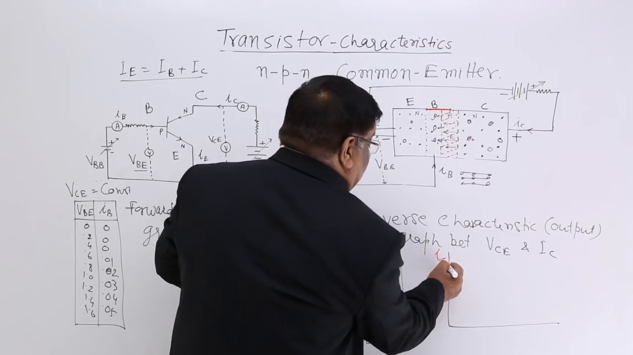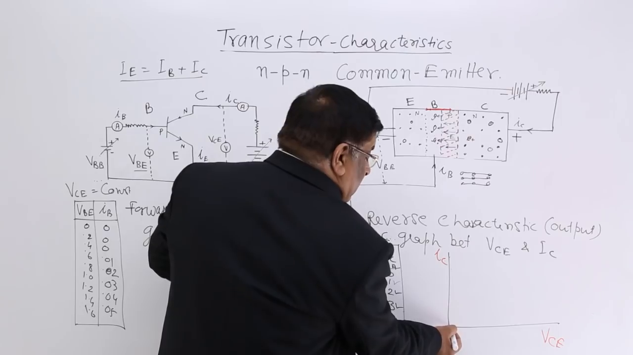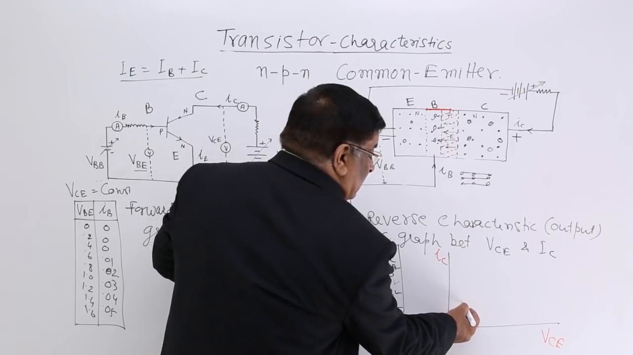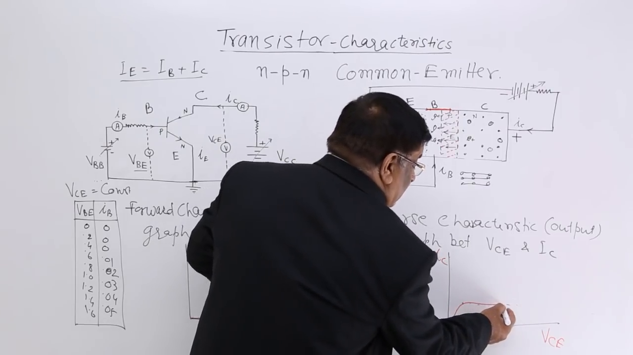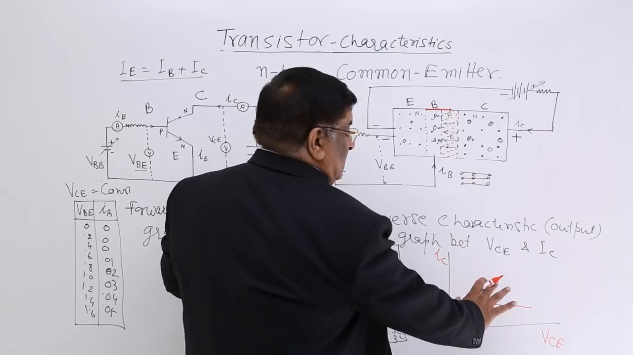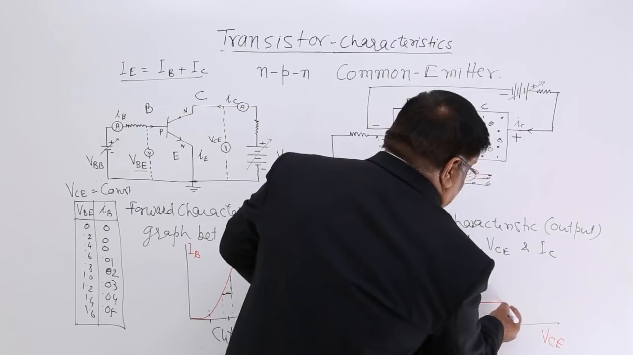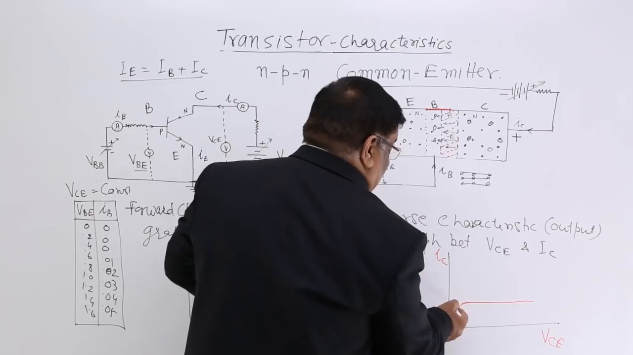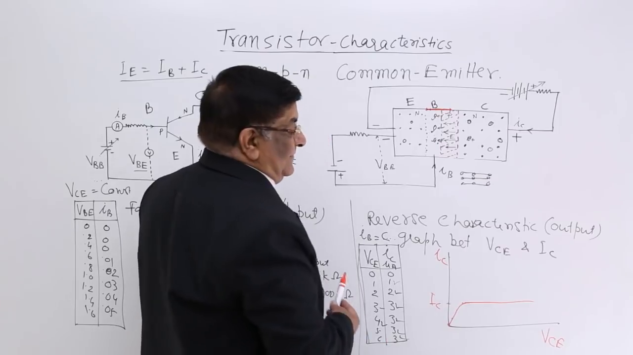This is IC and this is VCE. So initially 0, 0. When we increase voltage, the current increases, and after that it does not increase. And we get a graph like this. This is the graph for VCE versus IC. Oh, this should be parallel. Okay. And this is the value of saturation current, IC saturation.